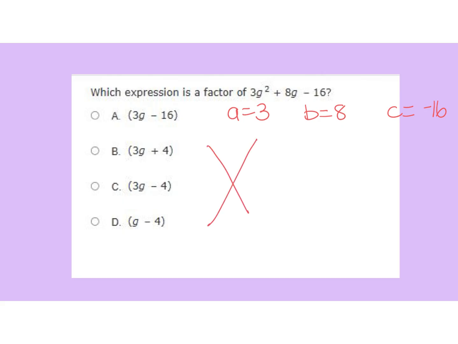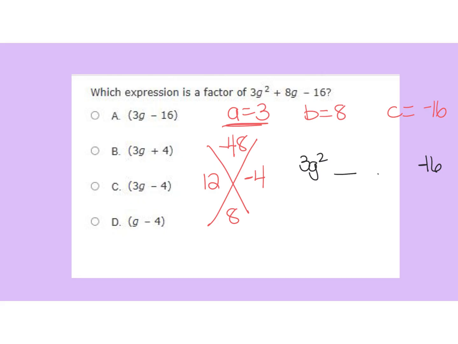So I'm going to play Xbox. 3 times -16 is -48, and I need a +8. So I need two numbers that will multiply together to give me a -48, but add together to give me a +8. So that's going to be a +12 and a -4. Okay. Now my a value is not equal to 1, so I cannot split it. So I'm simply just going to write my 3g squared and my -16.